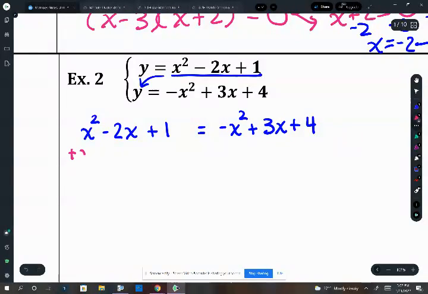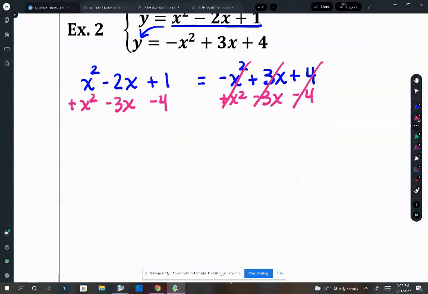So I'm going to add x squared to make that term go away. We're going to subtract 3x to make this term go away, and subtract 4 to make that last term go away. So now we'll get a quadratic set equal to 0. So we've got 2x squared minus 5x minus 3 is equal to 0.